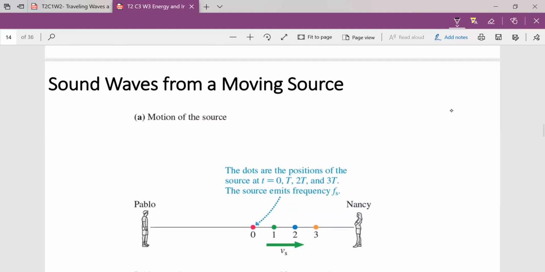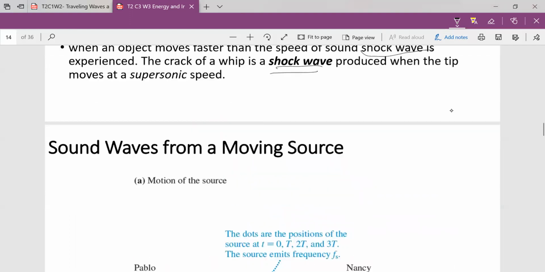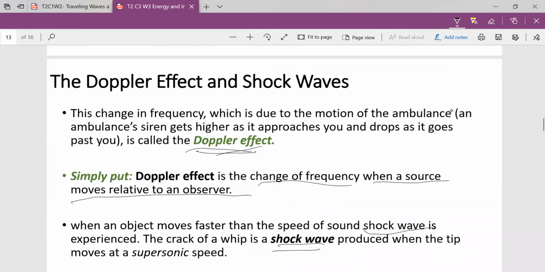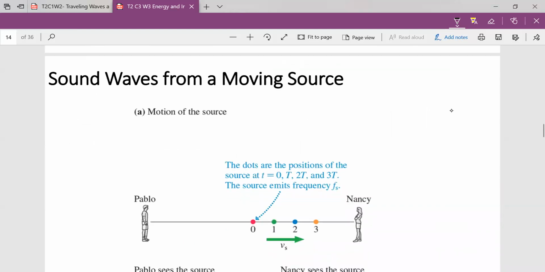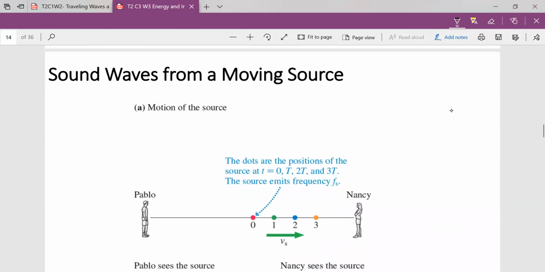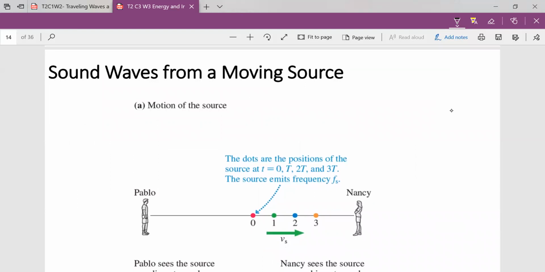So let's see the sound wave from a moving source. I want to buttress what we mean by Doppler effect and shock wave. That's what we want to look at in detail. We have the sound wave from a moving source.